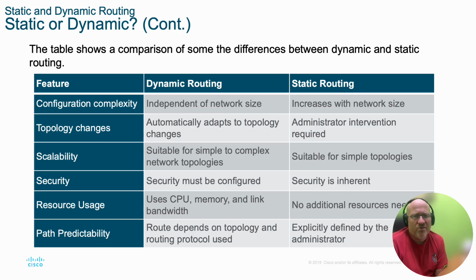resource usage. Security is inherent only because there are no updates, but it is better for simpler topologies and requires more overhead, whereas with dynamic routing, obviously you're going to have to set up authentication, like MD5 authentication, which you will learn on EDSA with OSPF, but you've now got a system that will change according to the structure.